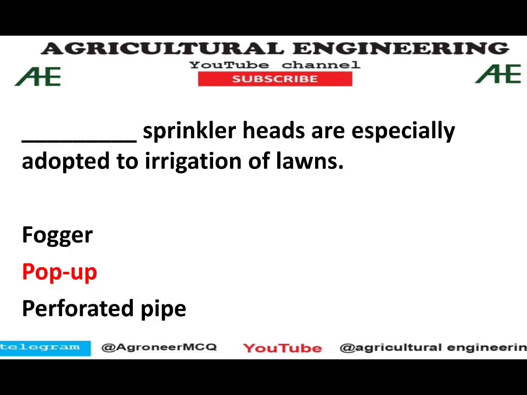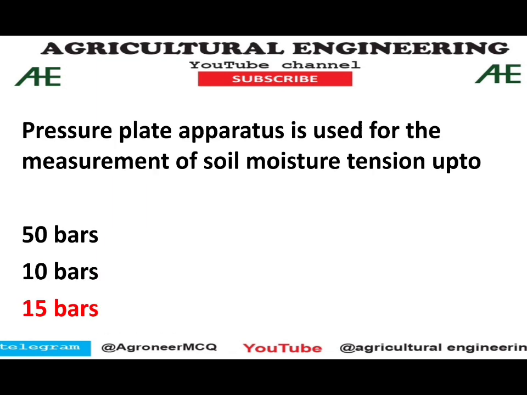Pop-up sprinkler heads are especially adapted to irrigation of lawns. Pressure plate apparatus is used for the measurement of soil moisture tension up to 15 bars.